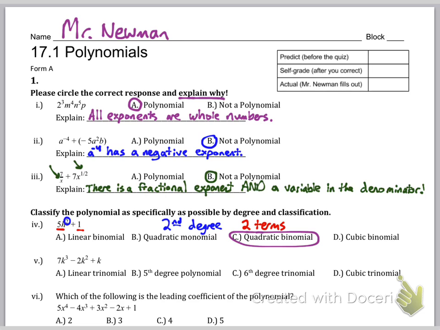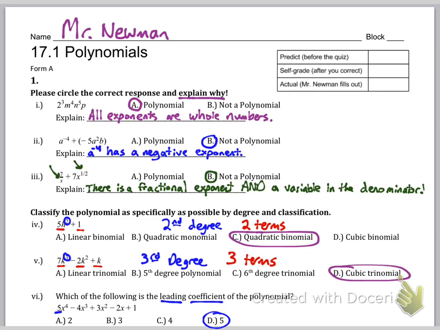For the next one, V, notice that's the 3rd degree because it's 7k to the 3rd power. That's called cubic. And there are 3 terms. Well, there's only 1 cubic option, so if you even know that, you're good to go for this one. But it's a cubic trinomial because 3 terms is a trinomial. And for VI, which of the following is the leading coefficient? As long as it's written in standard form, meaning the highest power is first, which this one is, then the leading coefficient is the coefficient on that first term. So leading coefficient is 5. Be careful, I might put in a trick question and say 5x to the 4th. The coefficient is just the number in front, so the answer is 5.